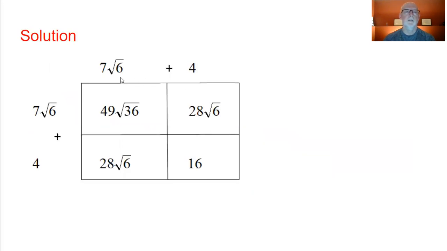Let's set up the box method again, 7 root 6 plus 4, 7 root 6 plus 4. Let's go through and multiply every combination of our radicals together to get these 4 parts of the box. It's like finding the area of a field and then adding up the individual parts to get the final result.